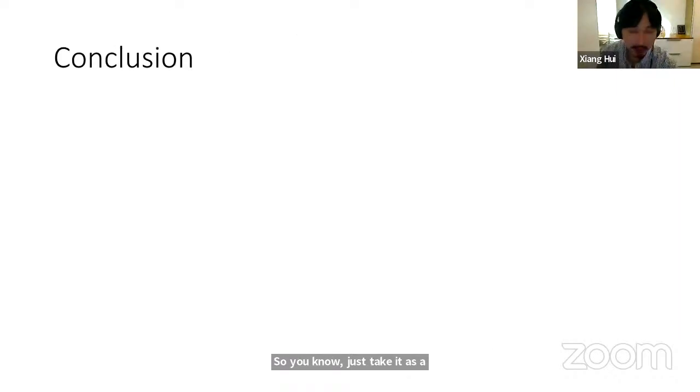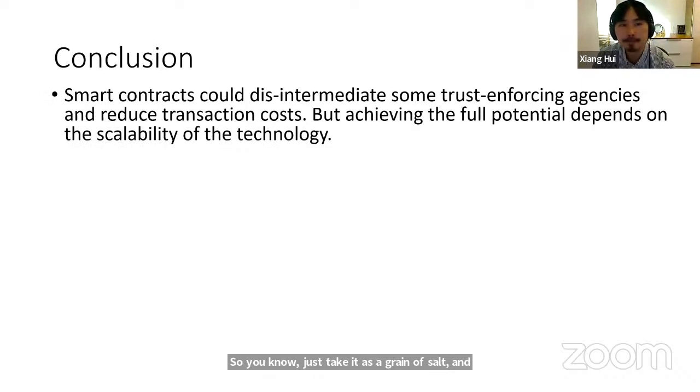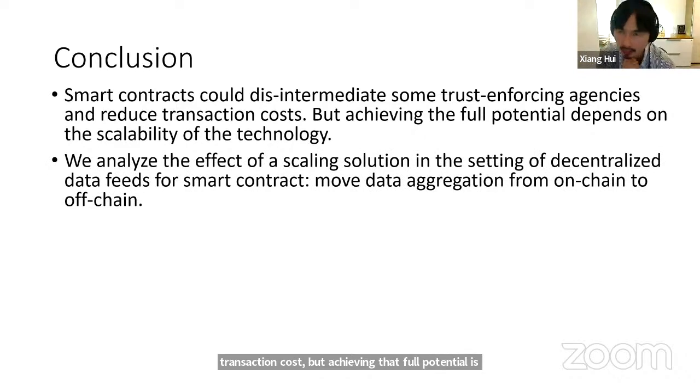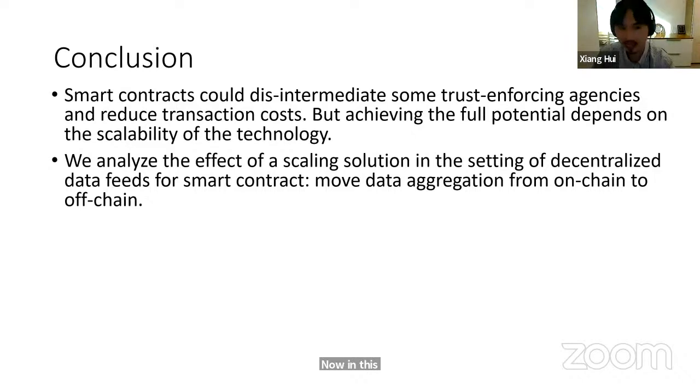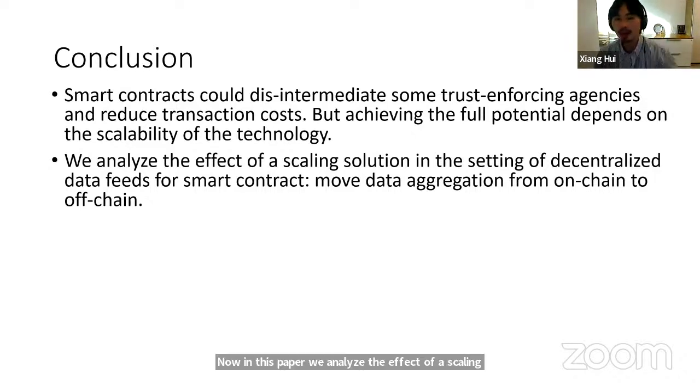All right, so I'm already out of time. So let me conclude. Smart contracts have the potential to some degree to disintermediate some trust enforcing agencies and reduce transaction cost. But achieving that full potential is going to depend on the scalability of the technology. Now, in this paper, we analyzed the effect of a scaling solution in the setting of decentralized data feeds for smart contracts. And the scaling solution is quite general.